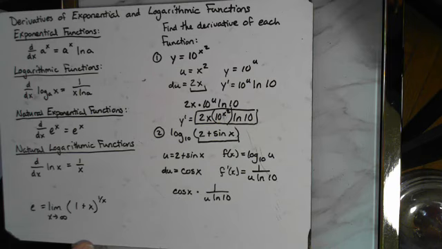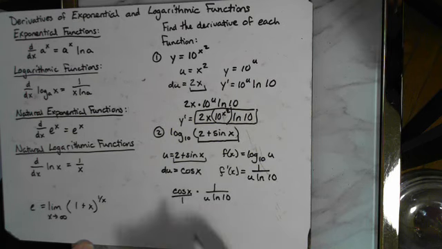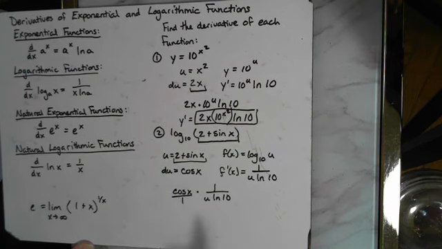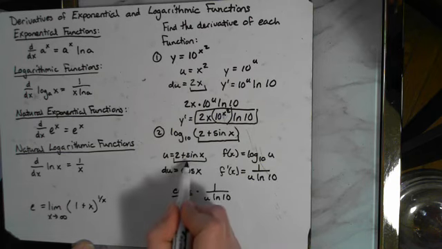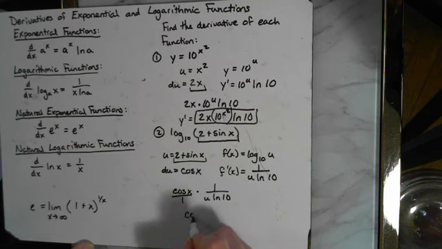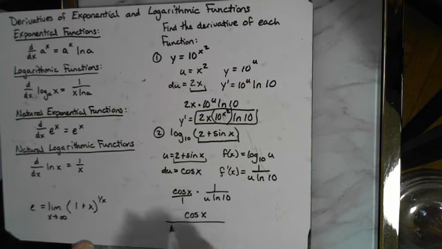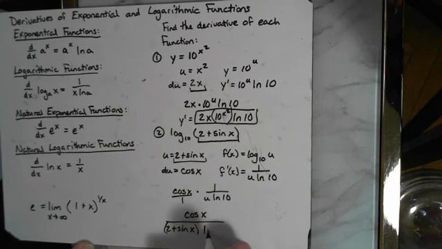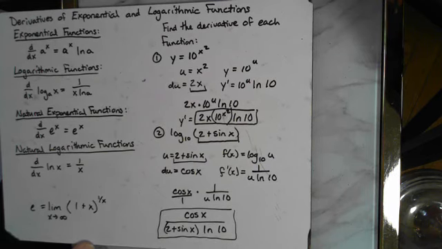And finally, what I'm going to do is replace the u with what it was, the 2 plus sine x, and I'm actually going to multiply this. This is cosine x over 1. Okay, so multiply the numerators, multiply the denominators, and I'll replace the u with this u. So I get cosine x over 2 plus sine x times the natural log of 10. And that's my final answer there. That's the derivative of our function.